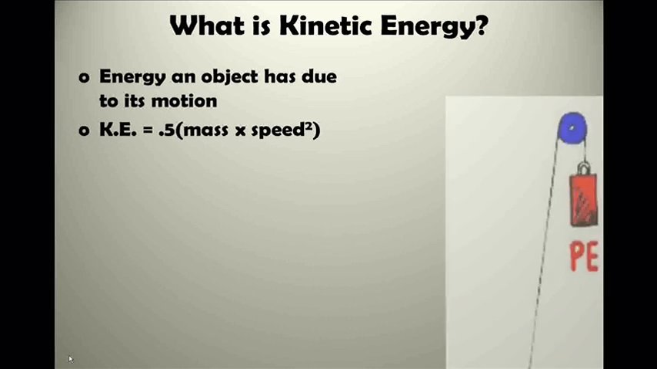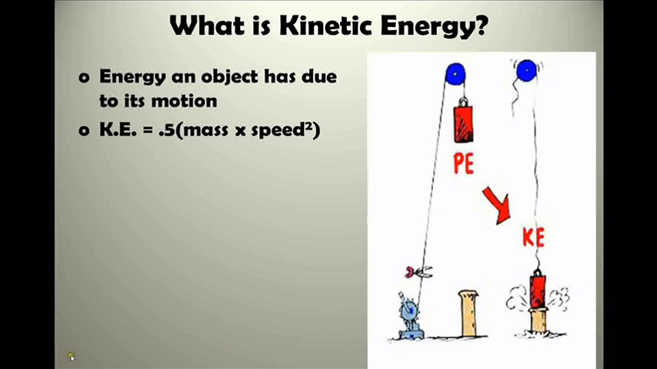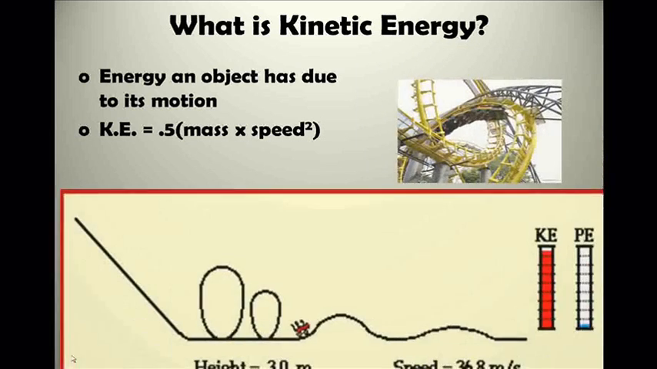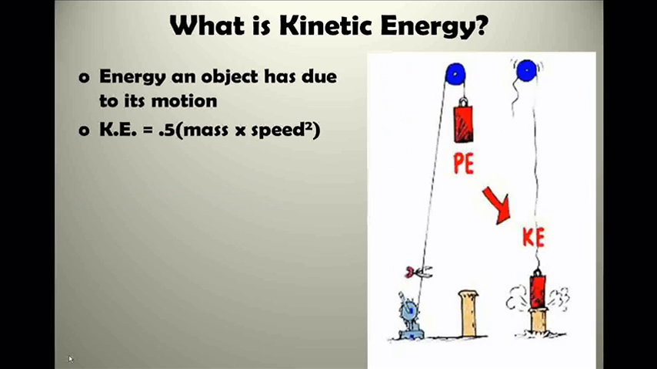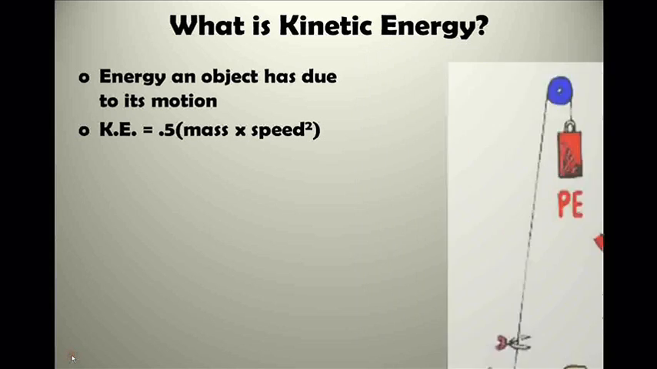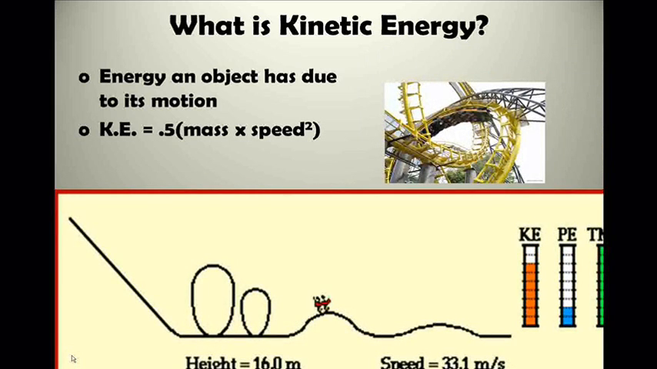How about kinetic energy? A whole different category. We know what kinetic energy is: energy an object has due to its motion. Now remember, kinetic energy has a formula. It's one half mass times velocity squared, is what I said. Here it says KE is equal to 0.5 times the mass times speed squared.